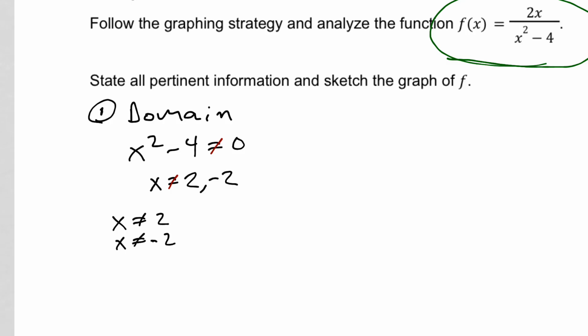Or using interval notation, we could say what x is. The values of x that are acceptable are from negative infinity up to negative 2, from negative 2 to 2, and then from 2 to infinity.